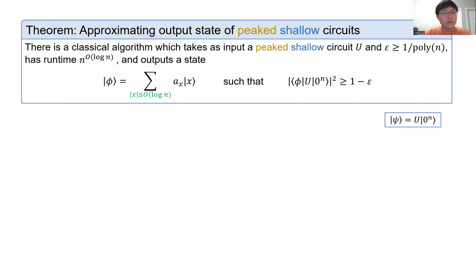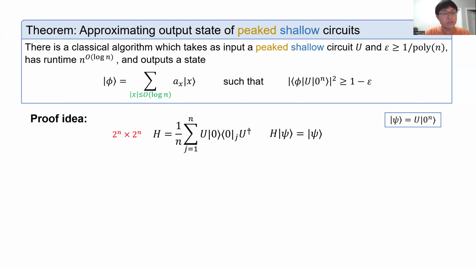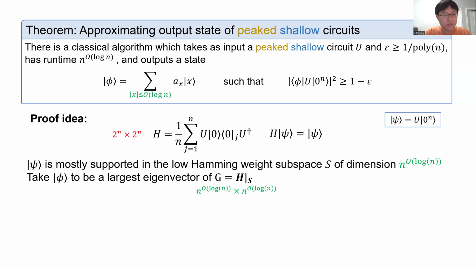Our algorithm constructs phi explicitly as follows. We consider this Hermitian matrix H, which is defined so that psi is the unique eigenvector of H corresponding to the largest eigenvalue 1. Every other eigenvector of H corresponds to a smaller eigenvalue. We consider the restriction of H onto the low Hamming weight subspace, which is just an n to the log n by n to the log n submatrix of H in the standard basis. We show that a largest eigenvector of this much smaller matrix G is the approximation we want.